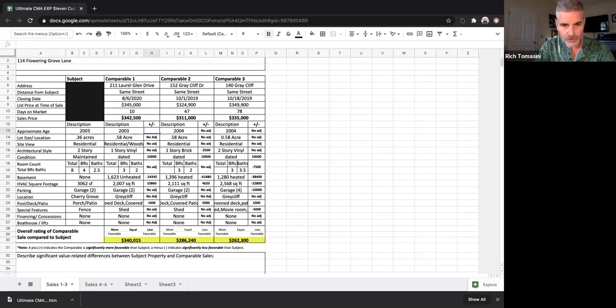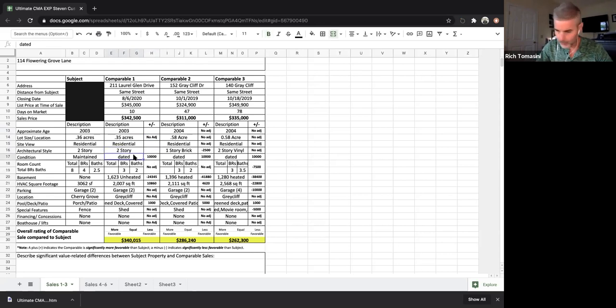Every little spot that needs no adjustment, I write no adjustment. If it's the same, I don't even write no adjustment. This just keeps me from making any unnecessary errors. 0.35 acre lot size. Do you guys think you can tell the difference between a 0.36 and a 0.35? All right, we'll leave no adjustment on there. Residential, same. This guy's a 2-story. Just so happens we're a 2-story, so we love 2 stories.